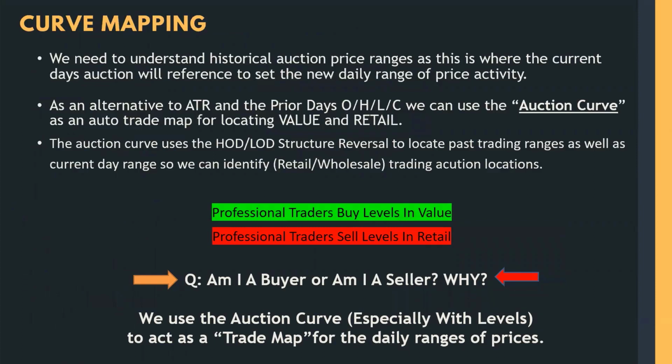Let's talk about it. Curve mapping is understanding historical auction price ranges. So when you understand historical auction ranges, this will help you define what to expect in the current day. Let me repeat this. The only thing that we all have to our advantage is understanding what happened in the past, which is what makes this business so bloody hard, because we're looking forward, but we have nothing to go on. So we need to use historical information to help give us a roadmap.